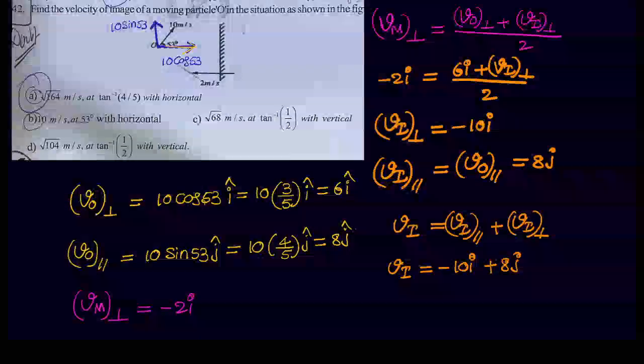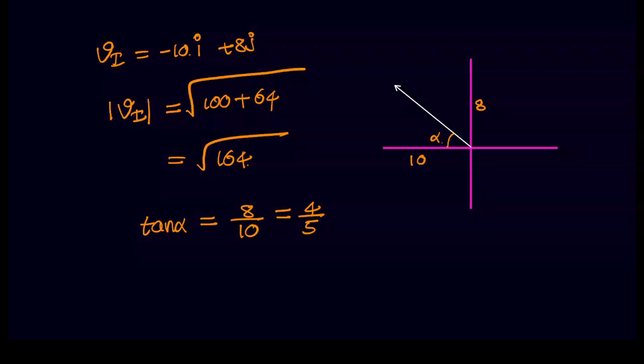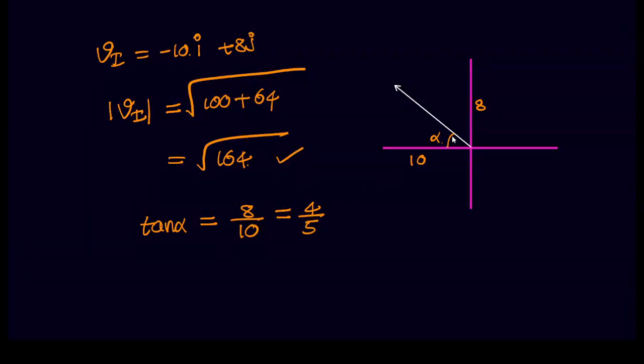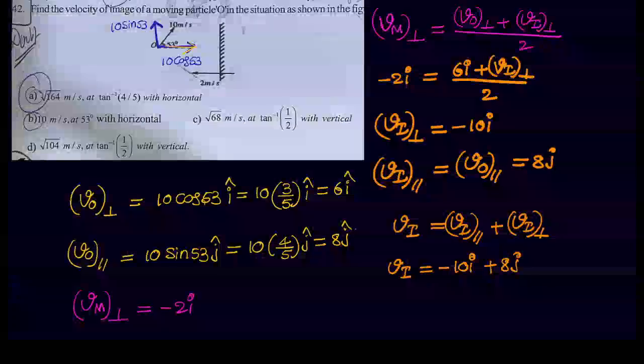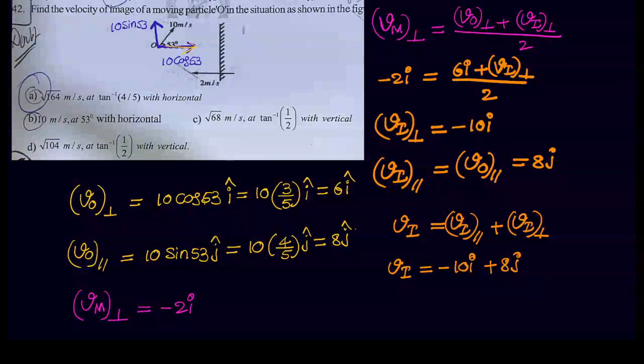So in the options given, the value is root 164 and this alpha is the angle with the horizontal x-axis. So alpha equals tan inverse of 4 by 5. This is the option: root 164, tan inverse of 4 by 5. This one.